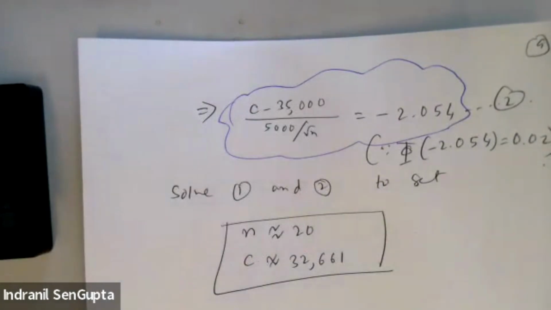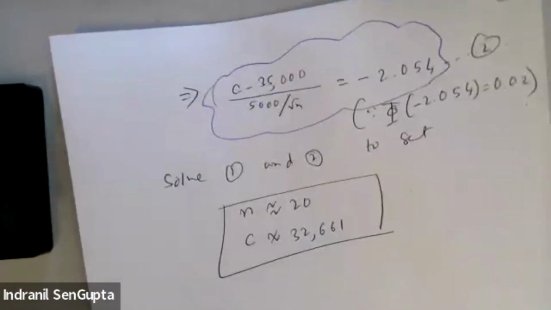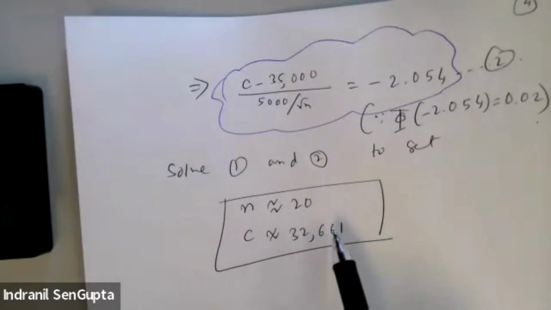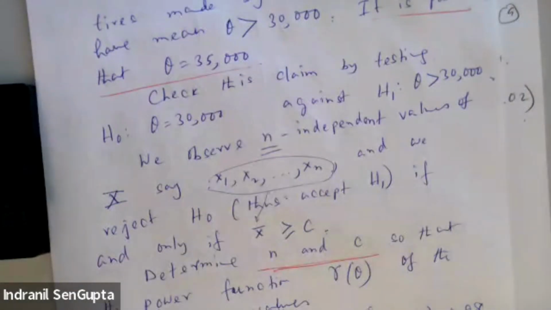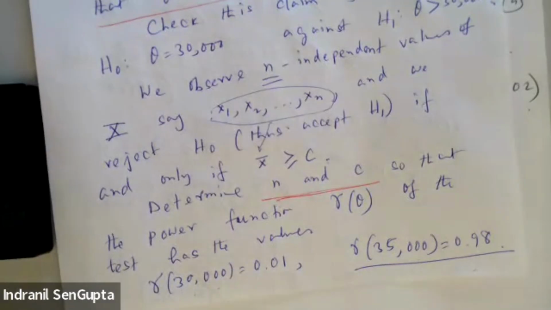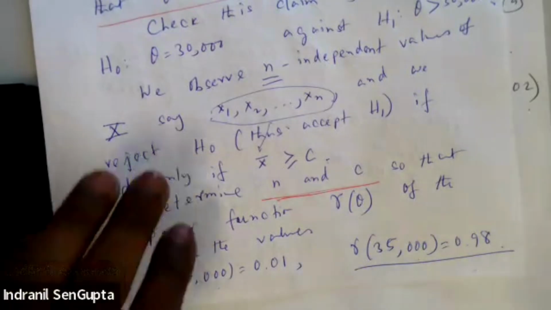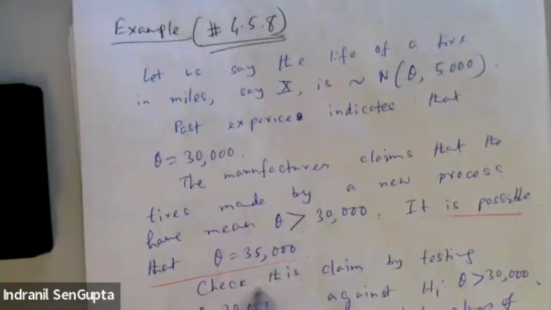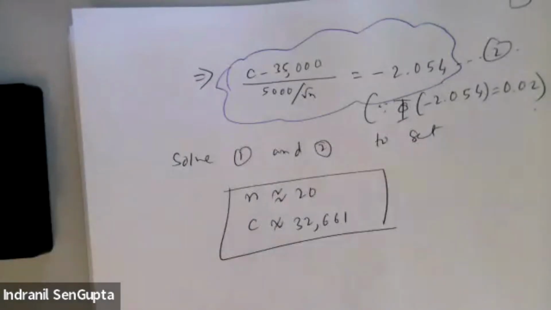Okay. So if there are 20 samples and we are checking against the value c, which is 32,661, then we have a pretty good power of the test, which is 0.98 for 35,000, and pretty low power of the test for 30,000. So we can very much take the value theta equals 35,000 in that case. So I think that is all about this particular section.